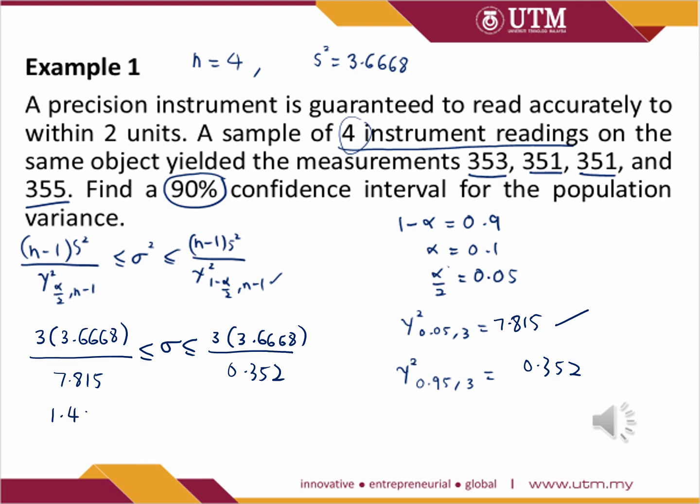We'll get the interval between 1.4076 and 31.25. Meaning that we are 90% confident that the population variance lies between 1.4076 and 31.25.